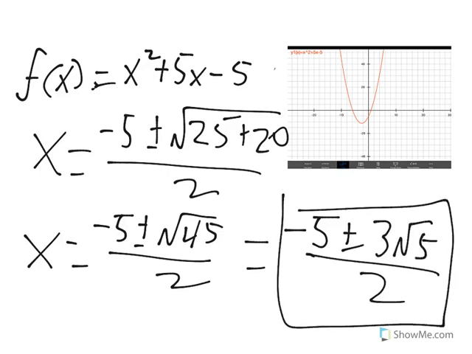And these are our 2 points, because we have -5 plus 3 root 5 over 2 as an answer, and -5 minus 3 root 5 over 2 as an answer.